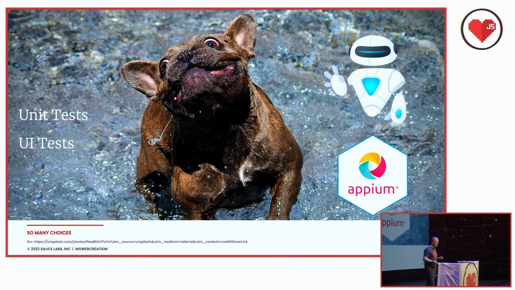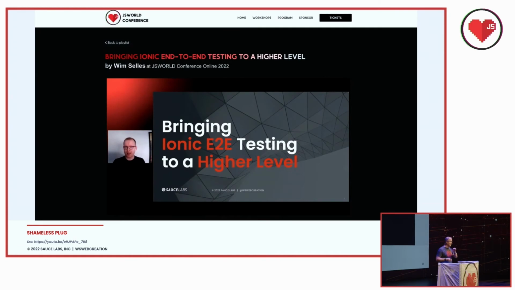And just a shameless plug, if you want to know more about Appium, last March, when we did the online JSWORLD, I gave a presentation about bringing Ionic end-to-end testing to a higher level. Ionic also has a boilerplate now for you. If you're developing, they can help you with that boilerplate to do some testing on emulators, simulators, or even on real devices. Be aware, get that certificate from Apple and lose some money, or earn some money.